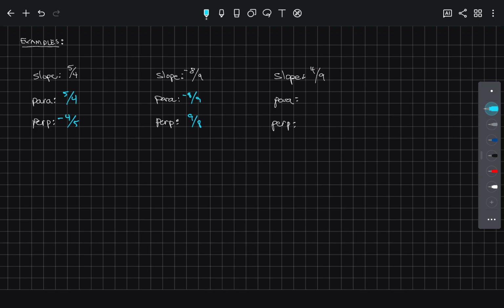Slope of 4/9 for parallel, we're going to keep it the same. That's so easy. Then next, for perpendicular, we're going to flip it or take the reciprocal, 4 and flip the 9, okay? And we know that 4/9, what we started with, was positive, so that means I'm going to take the opposite value, negative 9/4.